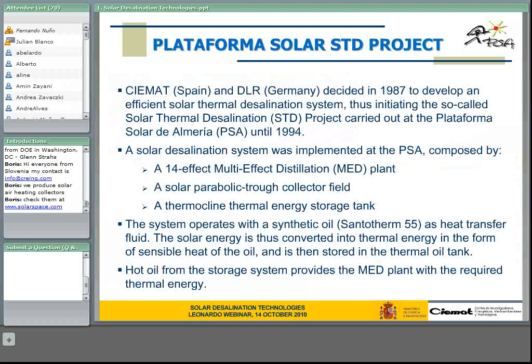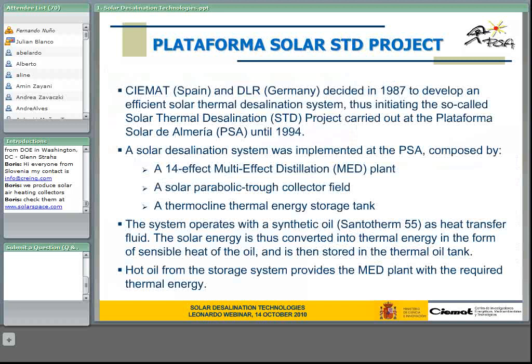At the center where I'm working, Plataforma Solar in Spain, we started a number of years ago developing this concept of multi-effect distillation coupled with solar energy. We installed one multi-effect distillation plant with 14 effects, coupled to a solar parabolic trough field and a thermal storage tank with thermal oil. Both the parabolic trough and the storage tank work with synthetic oil, Santotherm 55, as heat transfer medium, and this tank provides the energy needed by the plant.